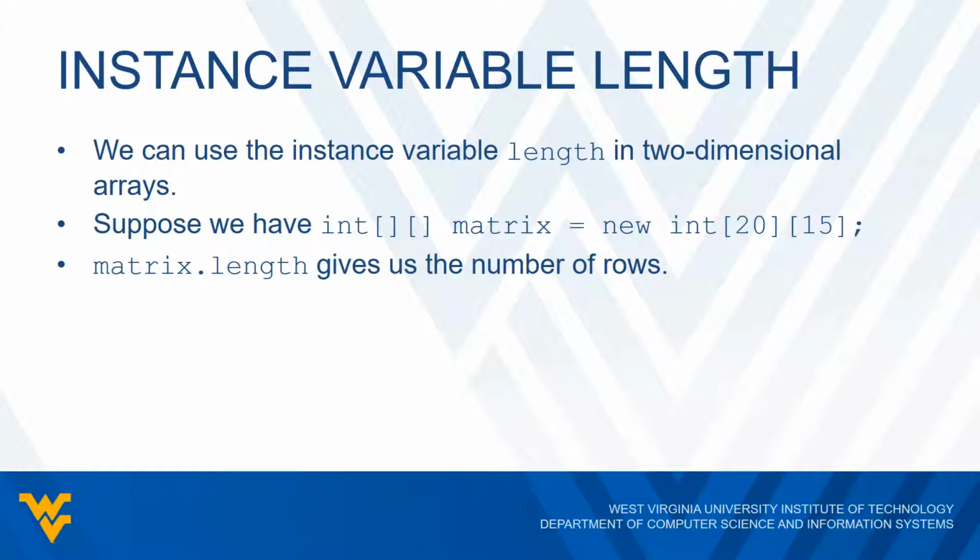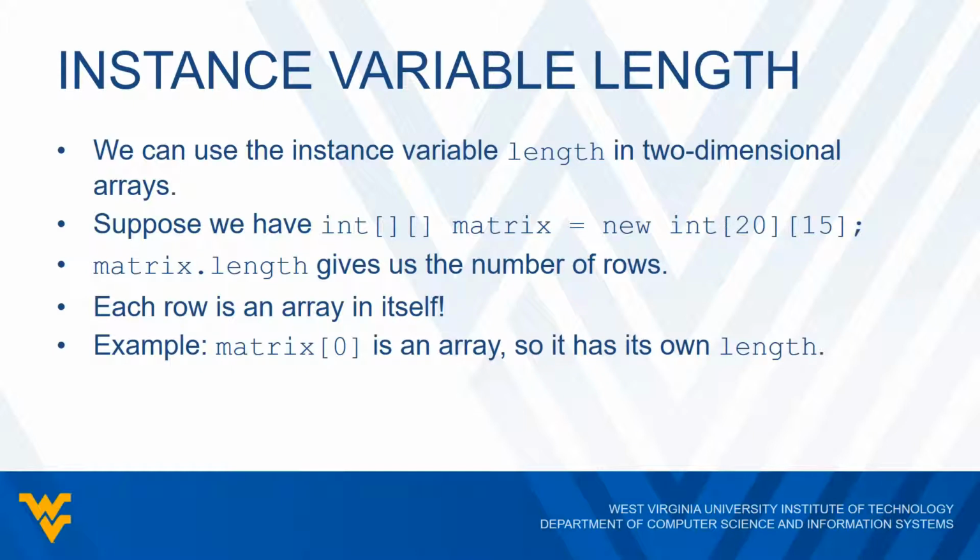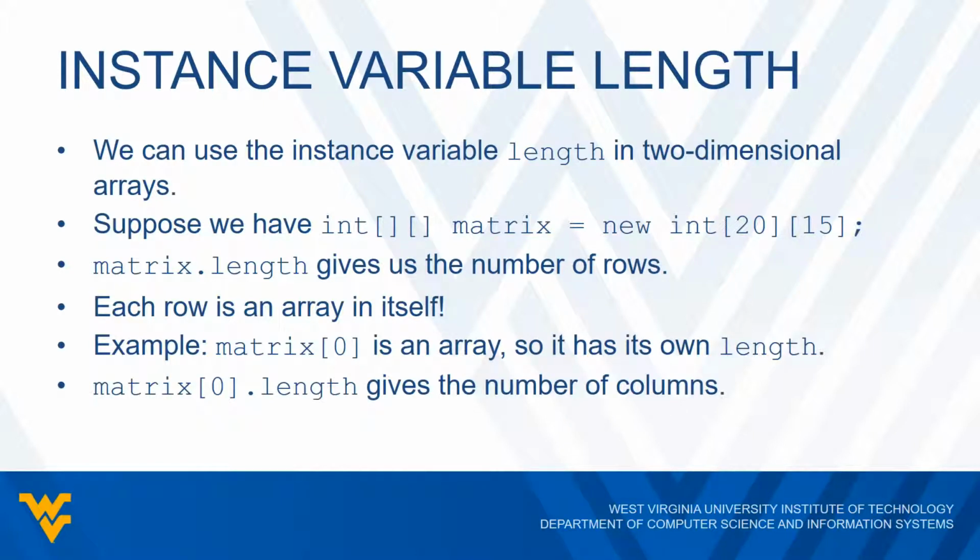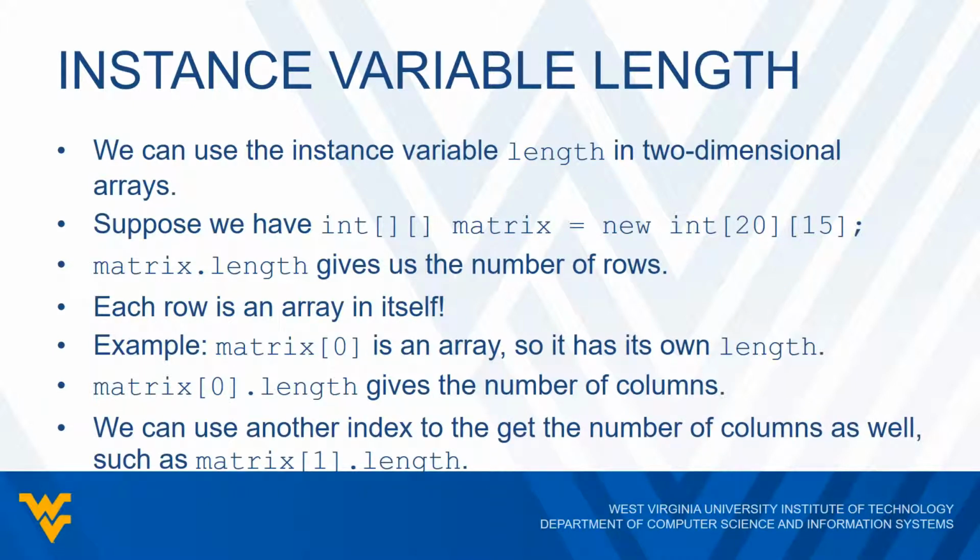So matrix.length will give us the number of elements, or the number of rows, for our structure here. Now, like I said, each row is an array in itself. It's an array in an array. So each element corresponds to another array. So matrix[0] would be an array. And since matrix[0] is its own array, it has its own length variable. So I can do matrix[0].length, and that's going to give me the number of columns. So we can use another index to get the number of columns as well. We can do something like matrix[1].length, and that will give me the number of columns for my array.